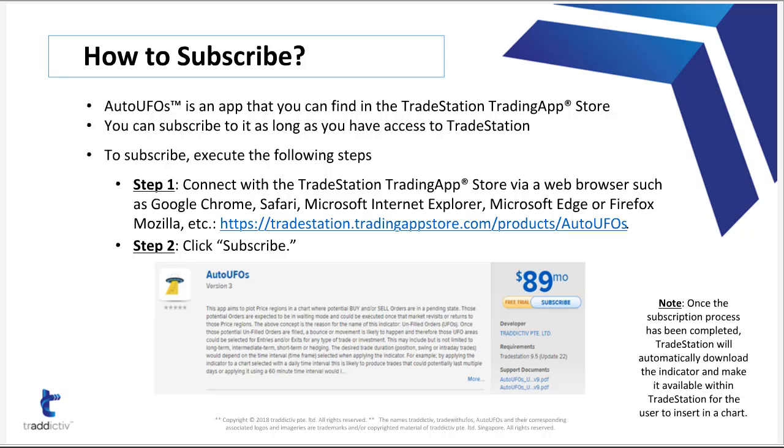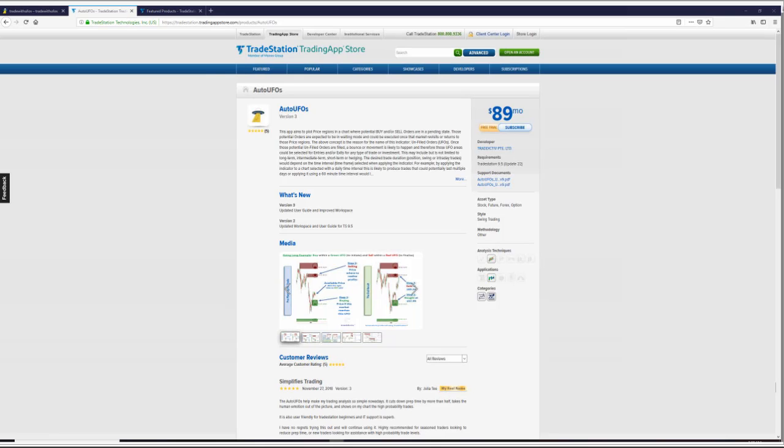You can either connect to it by using the link that you can see there on step 1, which is tradestation.tradingappstore.com/products/AutoUFOs, and that would bring you directly to the page itself where you could subscribe to the app. Let me switch from this presentation to the website itself.